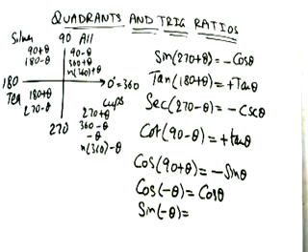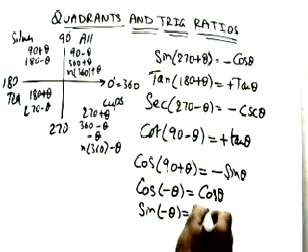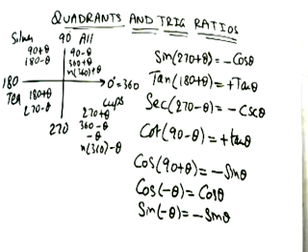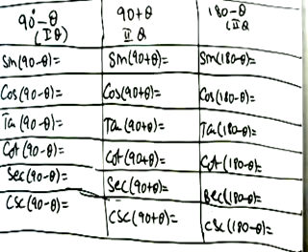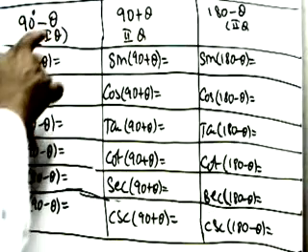One more example, suppose sine of minus theta. Minus theta is in the fourth quadrant. So sine of minus theta will become minus sine theta, because in the fourth quadrant sine is minus. So you must practice a few examples like this. Okay, now see here, let me practice a few angles.